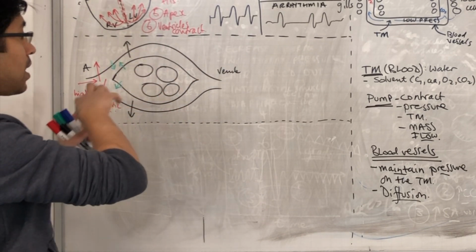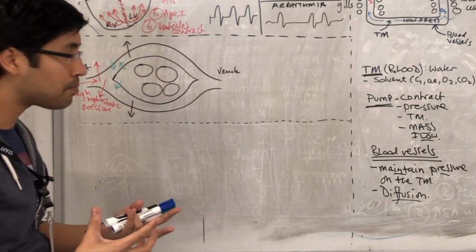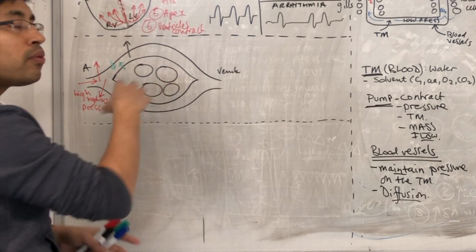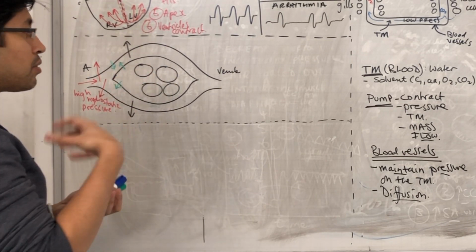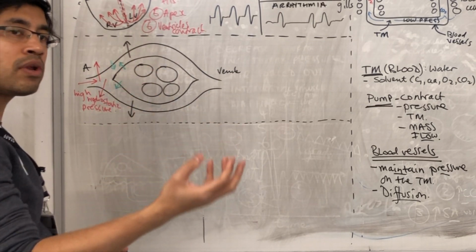So all this stuff then has a way to get to the cells and diffuses into the cells, and the cells can use it. But remember, the cells are also producing lots of waste stuff. They're producing things that we don't want to build up around the cells. Carbon dioxide, metabolic wastes, etc.